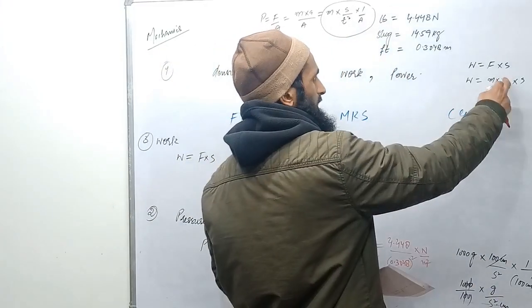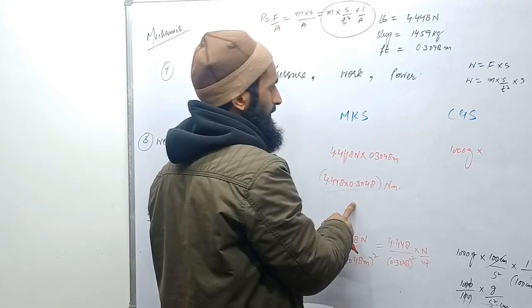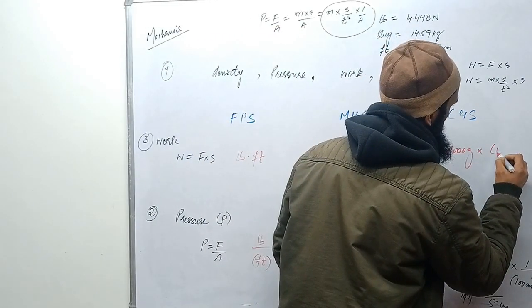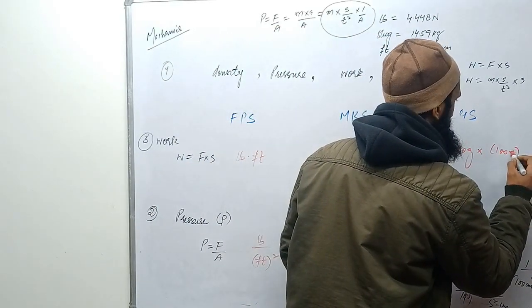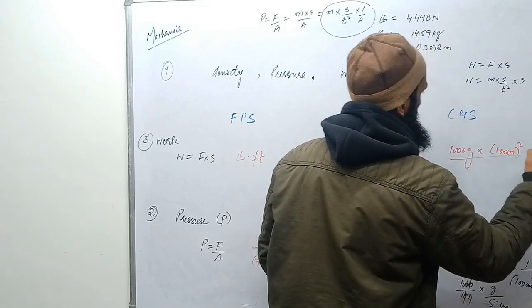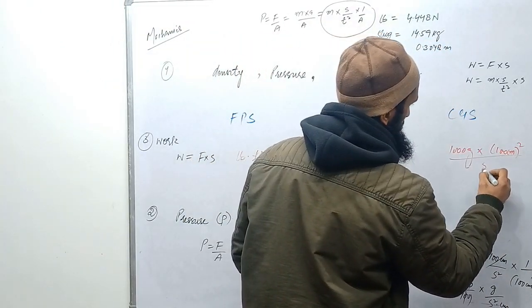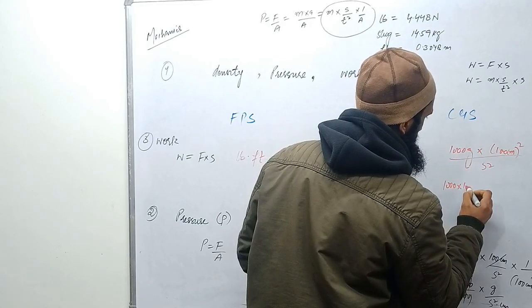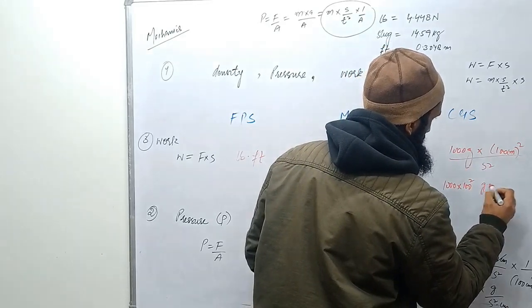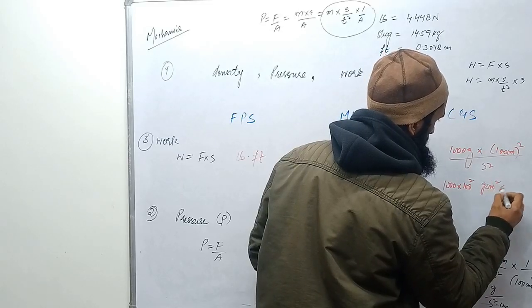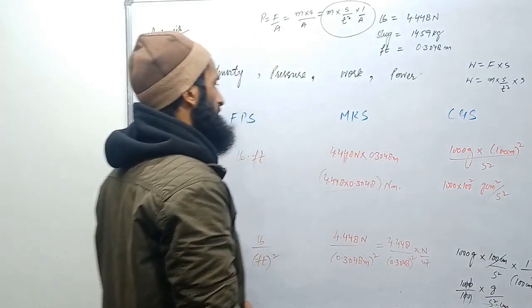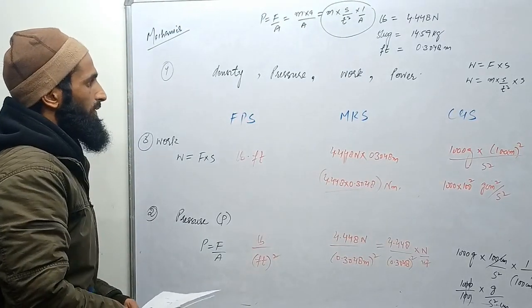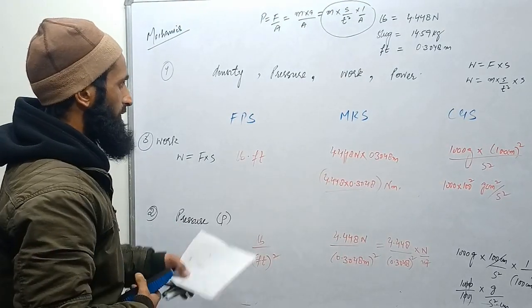And distance square, here it will be meter square, and here it will be 100 centimeter square, divided by time square. This will be second square. Further we can simplify it: 1000 into 100 square gram centimeter square per second square will be this conversion. And the last one is power.